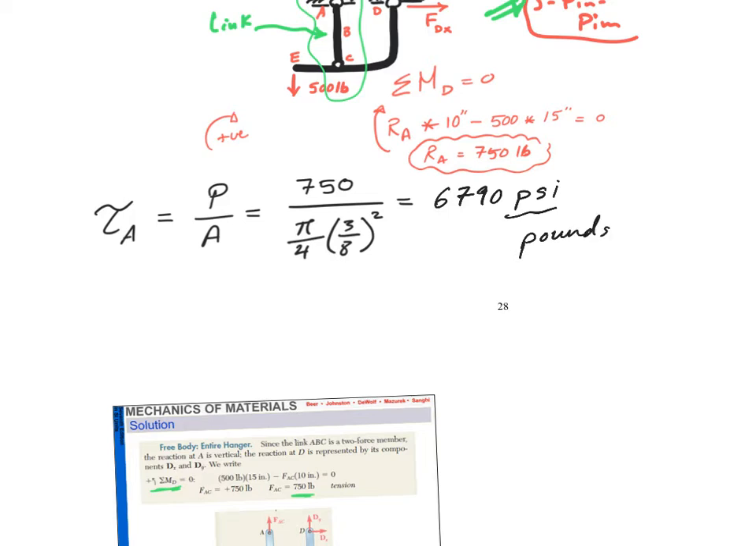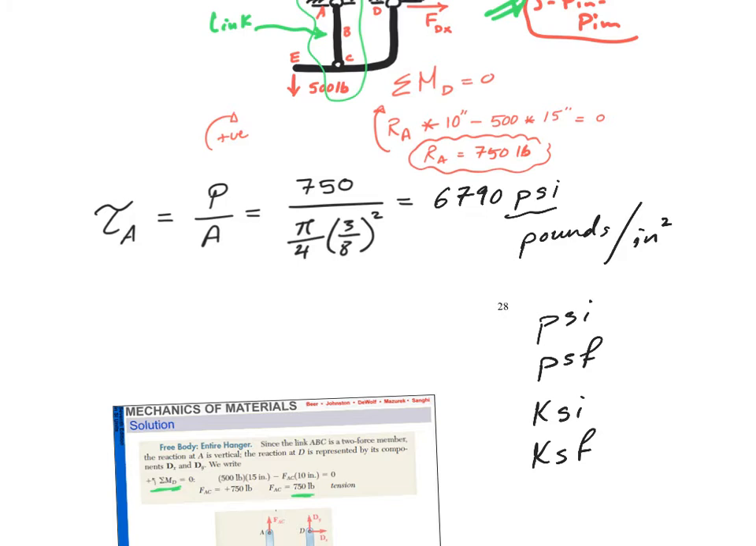Pounds per square inch. Okay? That's a stress unit. PSI is pounds per square inch. KSI, kilo pounds per square inch. KSF, kilo pounds per square foot. Okay? I just want you to get used to this. There is PSI, there is PSF, pounds per square foot, KSI, and KSF. Okay? K is kilo pounds, which is 1,000 pounds.